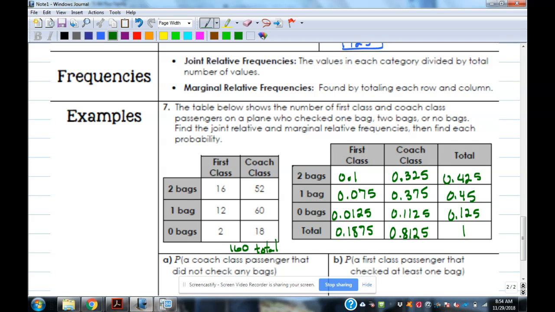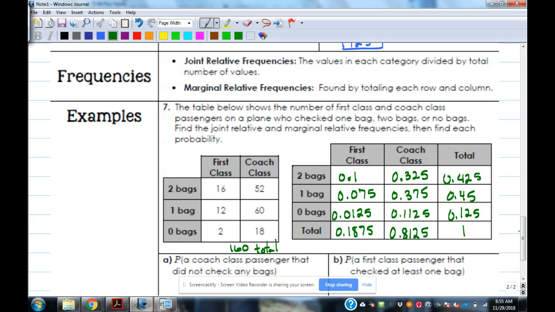So here we get a probability. Here's what we're getting from this chart. What's the probability of picking somebody that checked 2 bags? What's the probability of somebody that checked 1 bag? What's the probability of picking somebody that checked no bags? What's the probability of getting somebody that was from first class? What's the probability of picking somebody from coach class? We get all of those things all in a nice chart, and it's easy to find.